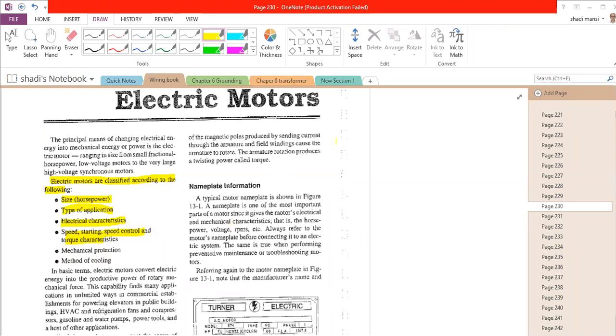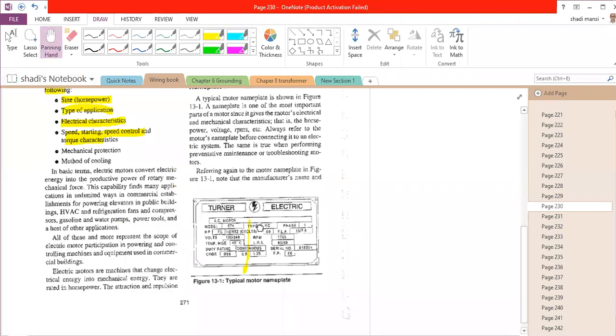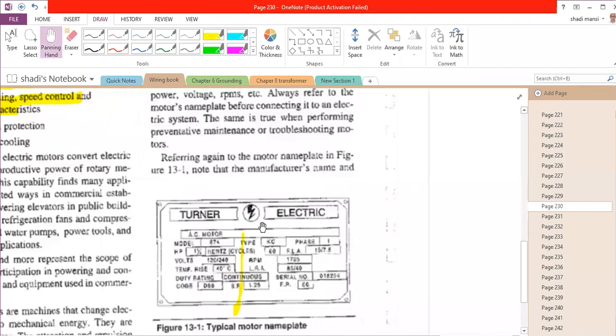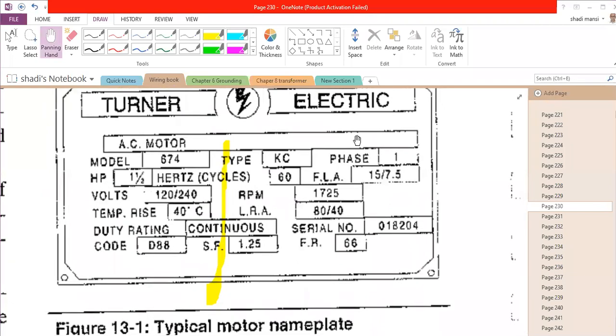Now, you can find these classifications and other information here in the nameplate, okay? This is the nameplate where we can find it in any motor. I'm going to maximize it a little bit. And here it is. Now, we can find, for example, this is an AC motor. It is manufactured by Turner Electric and the model number is 600 blah. The horsepower of this motor is 1.5 horsepower. The hertz of this motor is 60, and so many other pieces of information which are very important. Okay, so basically we need to figure out this information from the nameplate of the motor.